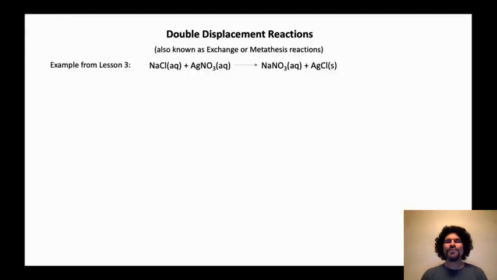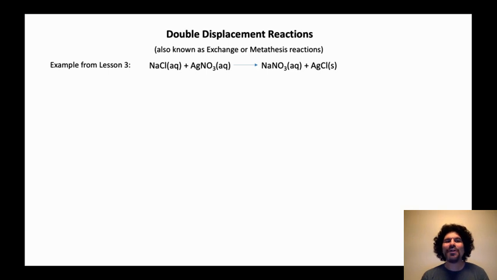So with regard to the four classes of reactions that we're going to consider in this class, I have saved the most important for last. And that is the double displacement reaction, which is also sometimes known as the exchange reaction or the metathesis reaction. You're going to see all three of these terms. I'm probably going to use exchange the most just because it's the shortest.